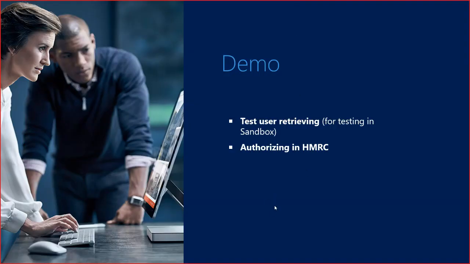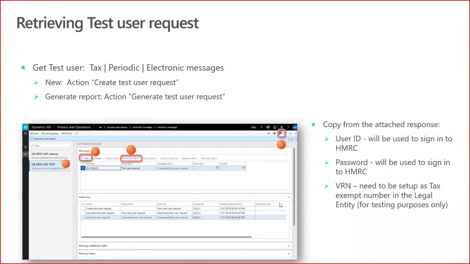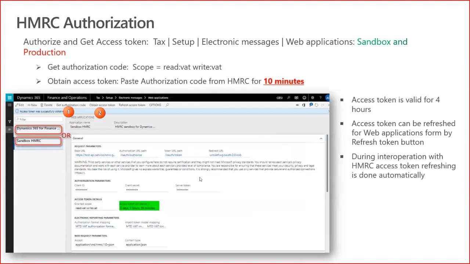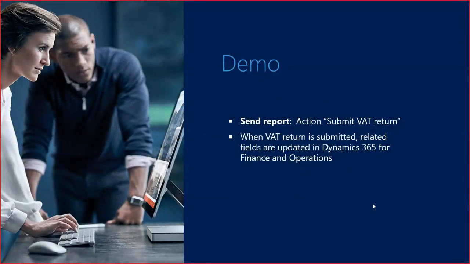I think this is all about authorization. Now we know how to get information, how to get test user credentials, and how to get an authorization code and access token, which we can use further. And I think we can go to the next part of our demo.